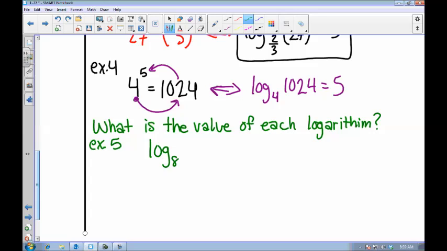Log base 8 of 32. Do you notice it doesn't have an equal sign? Okay. There's going to be a process of steps in order to evaluate this.